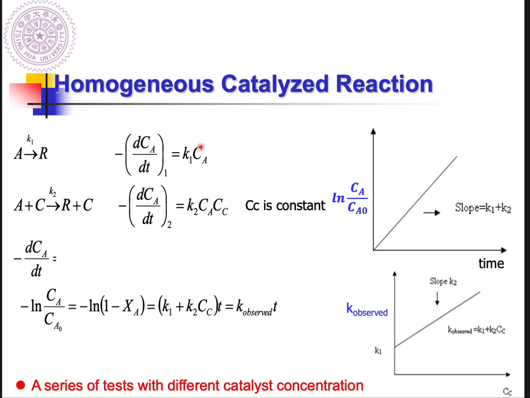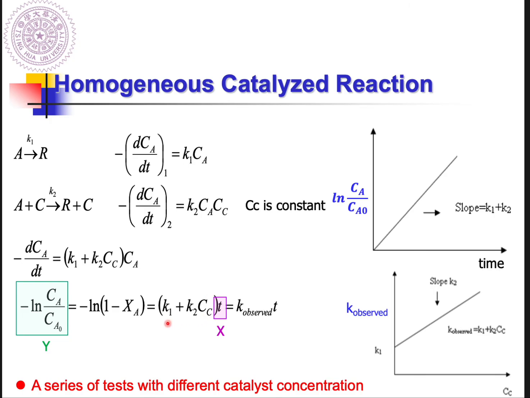So we sum the consumption rates. We get the total consumption rate of reactant A expressed like this. We take the CA out, and then we get K1 plus K2 CC. We also move the CA to the left-hand side and dt to the right-hand side, and take the integral on both sides. Then we get this result, K1 plus K2 CC times t, right? Use this as Y and this as t, then the slope will be like this, right?